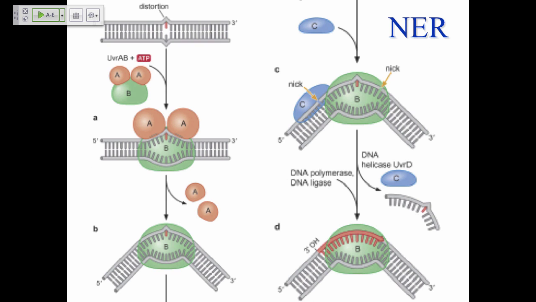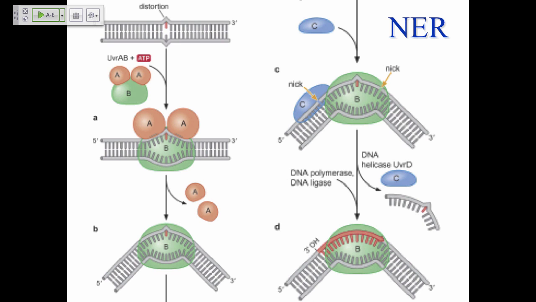Nucleotide excision repair is when you have some kind of change in the structure. So again, up here, a distortion of the double helix. It could be a pyrimidine dimer, but it could be a whole bunch of other things, which is why you need another enzyme or set of enzymes above and beyond photolyase.